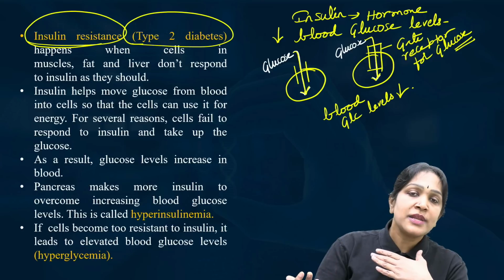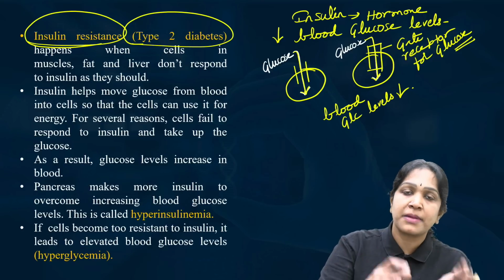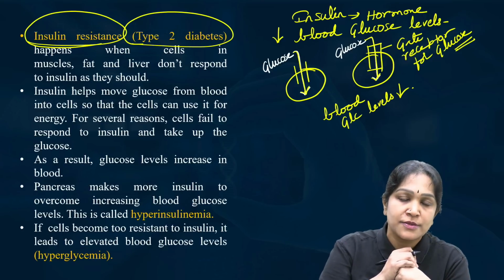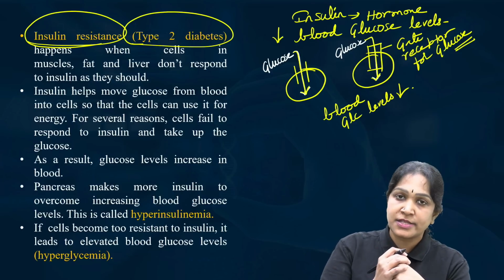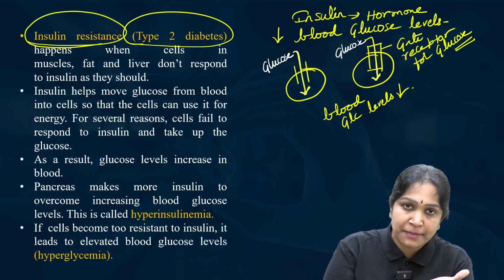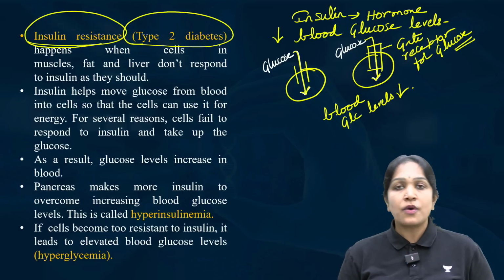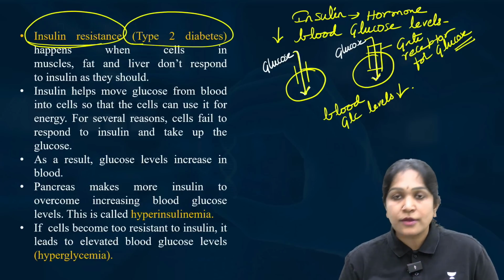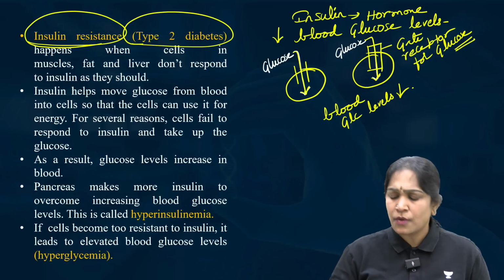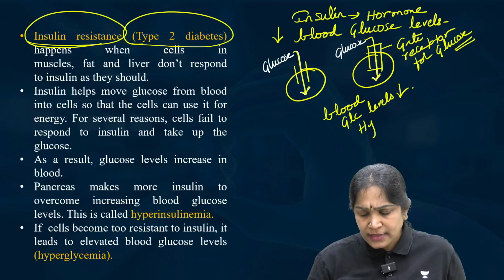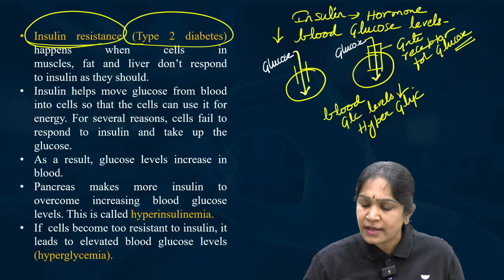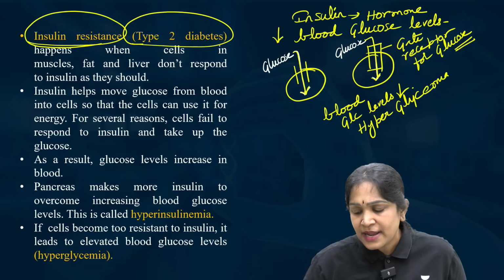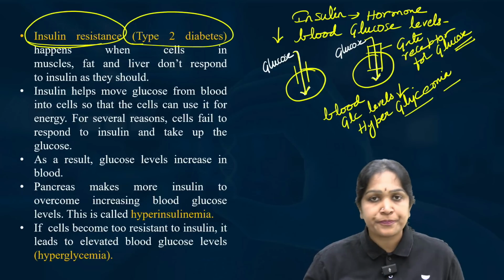But what is insulin resistance? Insulin is there, but the cells are not responding to insulin. They are not opening the gates. The glucose is not going into the cells. So glucose will accumulate in the blood. It will lead to increased blood glucose levels. That is hyper, that is more, glyco means sugar, amia means blood, more sugar in the blood.